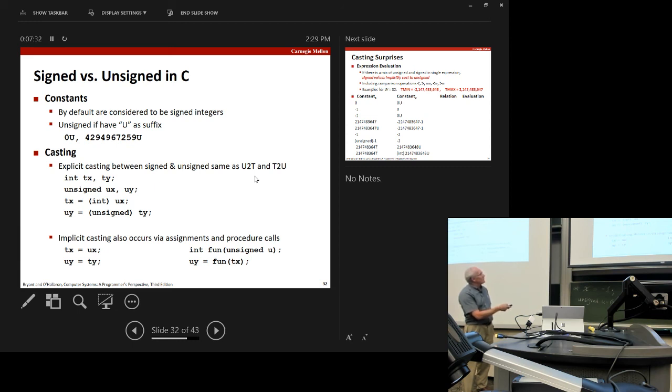Similarly, you can have a function that takes an unsigned argument and pass it a signed value. It might return a signed value, and you could assign it to an unsigned value. And those are all casts that get applied automatically from one to the other. And so again, that can cause some confusion.